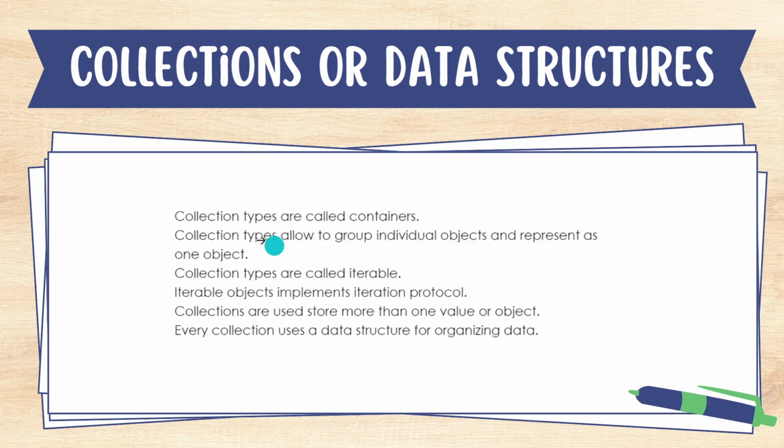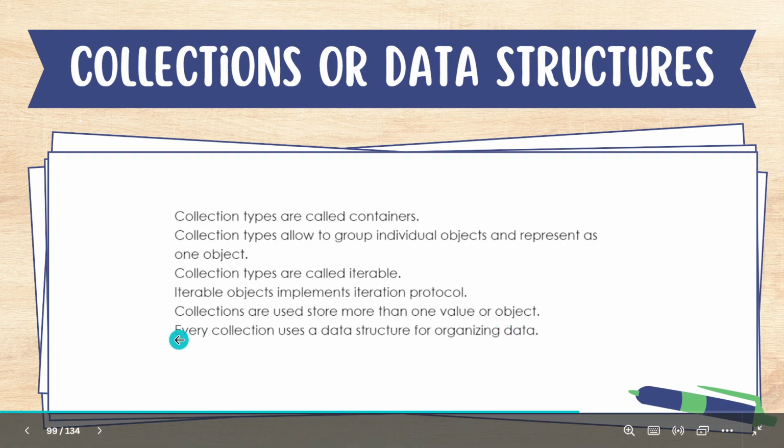Iteration means, for example, when we write a loop, each time the loop body executes once, this is known as one iteration. Repeating the code, I think we can say like that. So iterable objects implement iteration protocols. And collections are used to store more than one value or object.